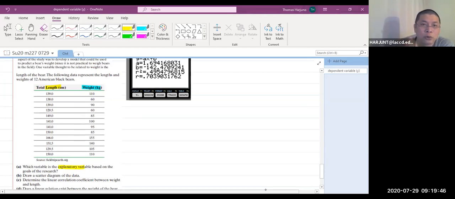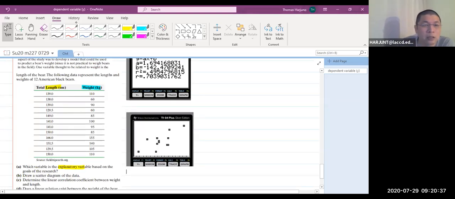Now, when it comes to a multiple choice problem or department final, they can't really ask you to draw the scatter diagram, except when they give you multiple choice and you choose which one is your scatter plot. So to go to scatter plot, I go to zoom stat. That's what it looks like. So this is my answer for B.